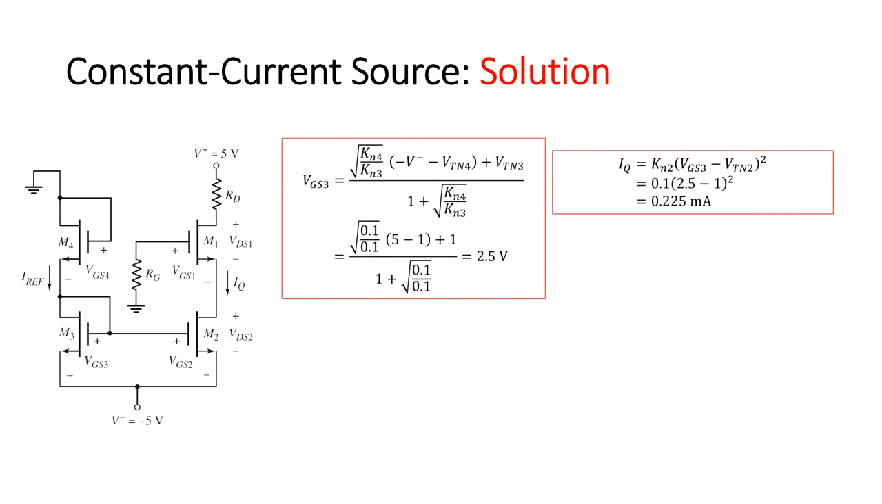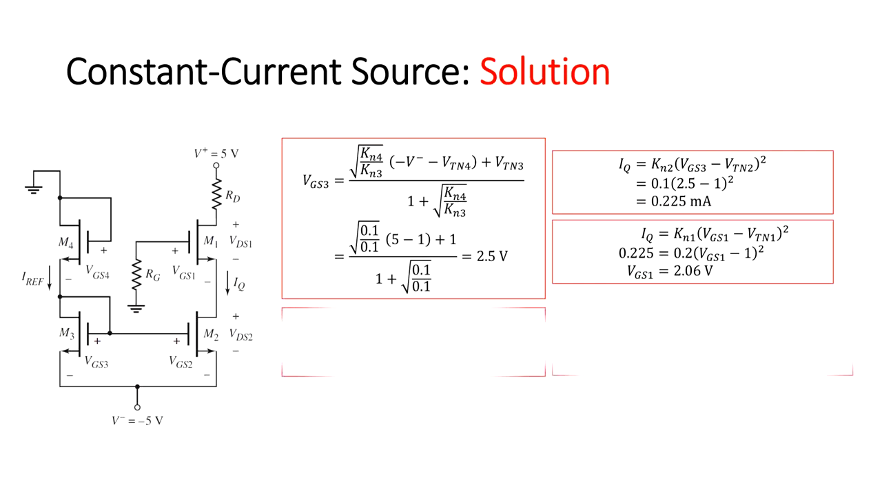This current also flows into the transistor M1 and the gate to source voltage of M1 can be also given. Then the drain to source voltage of M2 is calculated, and the assumption that M2 is biased in the saturation region is verified easily.